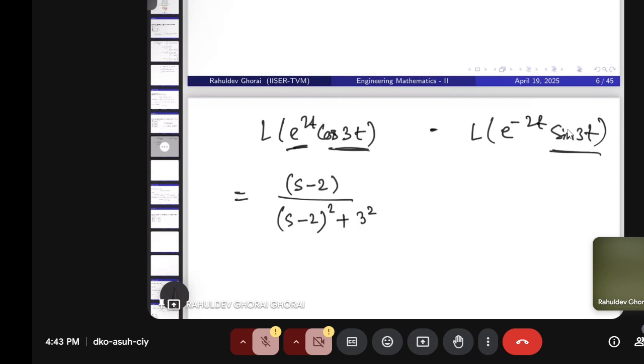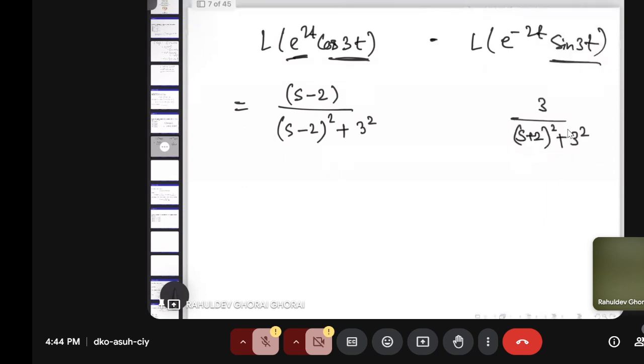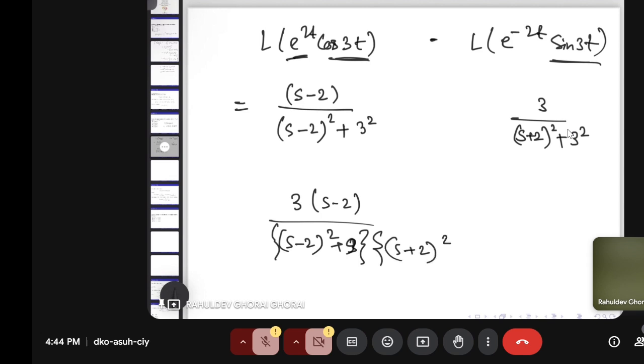Here also sin 3t, what is that, you know? It is a over s square plus a square. So a is here 3. 3 over s square. S square will now translate to s minus of minus, so it will be plus, s plus 2 whole square plus 3 square. Is that correct? So now the answer will be 3 times s minus 2 over s minus 2 whole square plus 3 square, which is 9, and s plus 2 whole square plus 9.